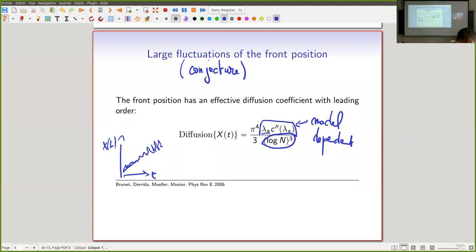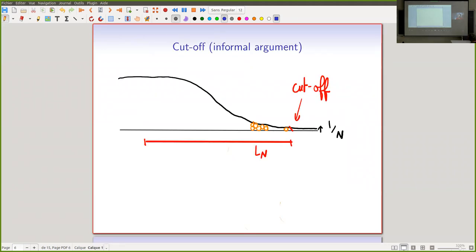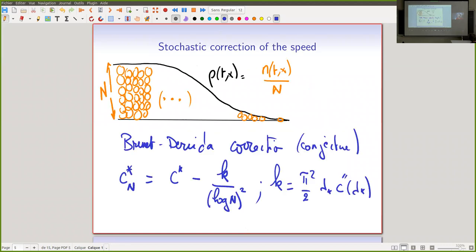Hi, Vincent. I was just wondering, so you're assuming that there is this exponential decay at the front, right? It only works for modifications of models that have that property.